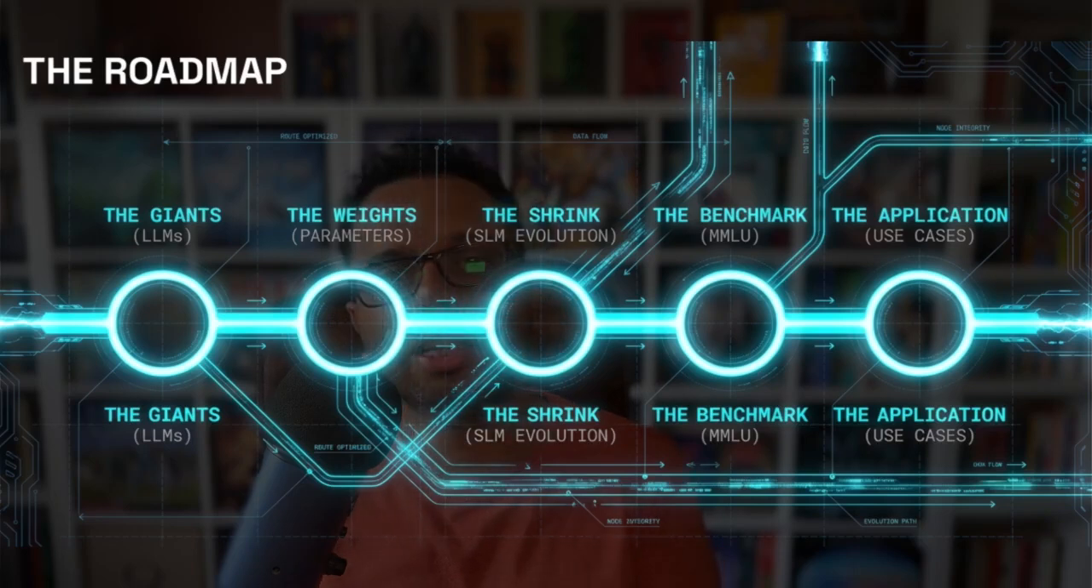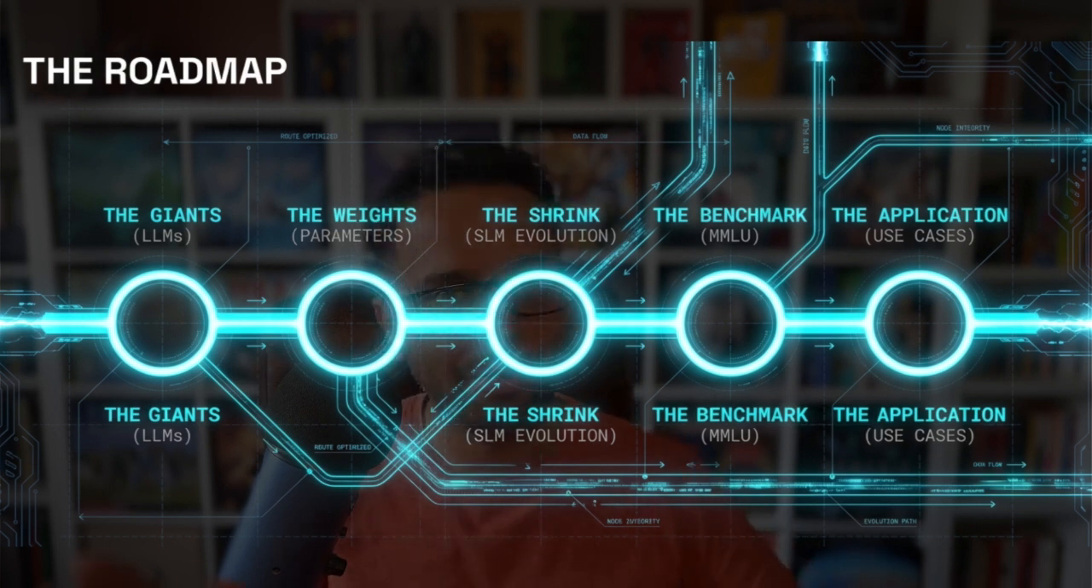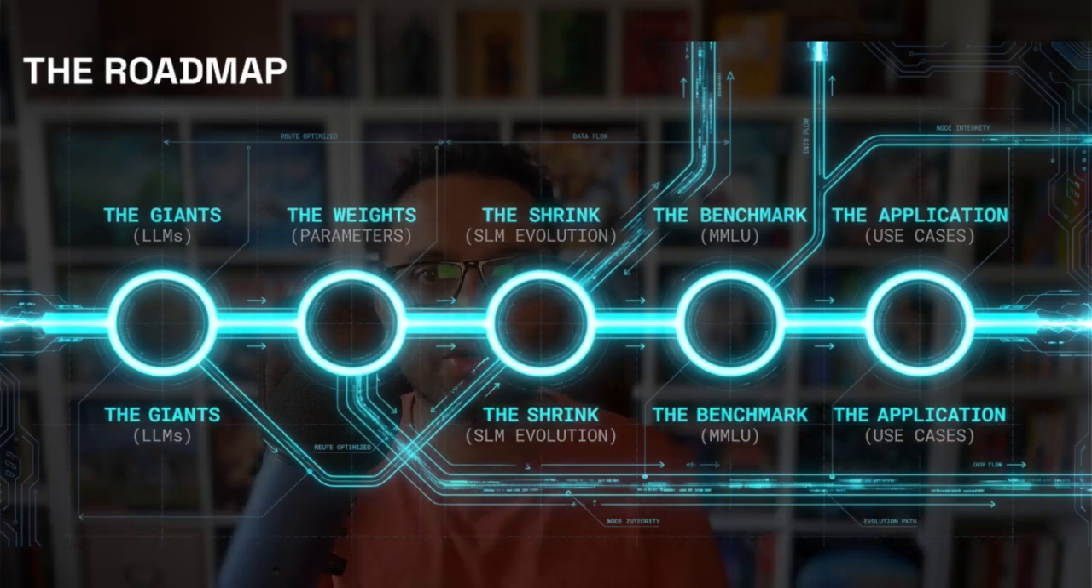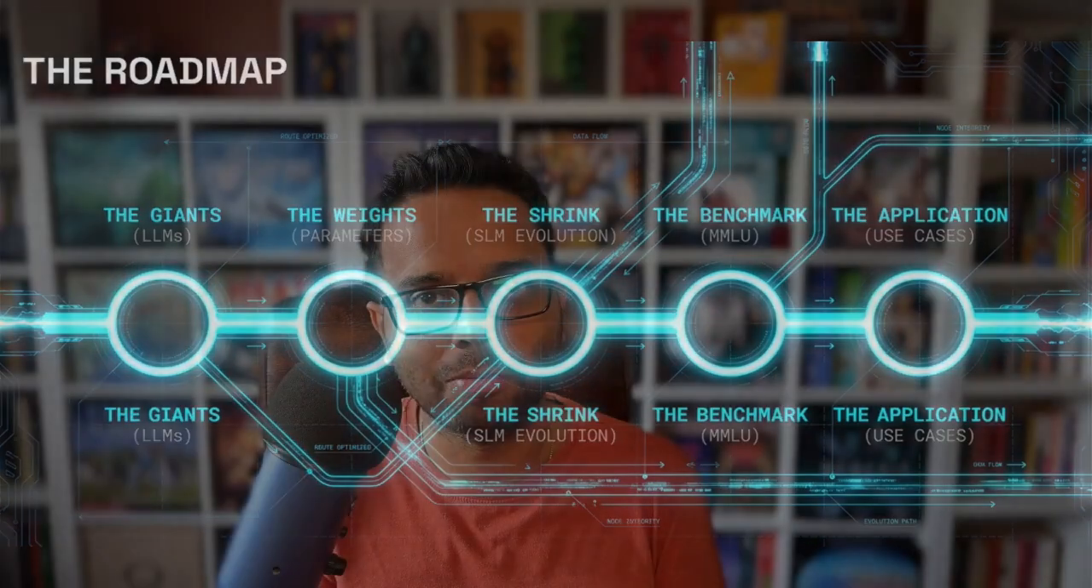And MMLU, or massive multitasking language understanding, is one of those benchmarks, and we'll talk about it in a bit. And then we figured out, okay, now that we have small language models in our hand and we have large language models in our hand, how can we orchestrate these two better to reduce the cost of serving these models as well?